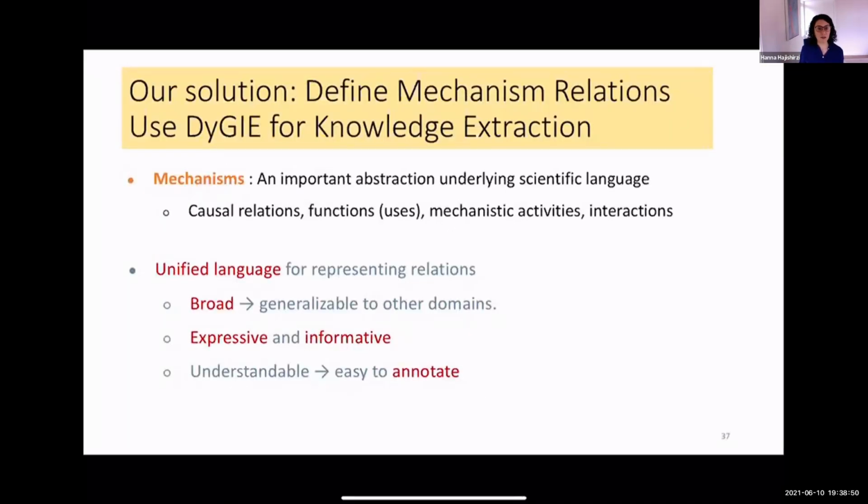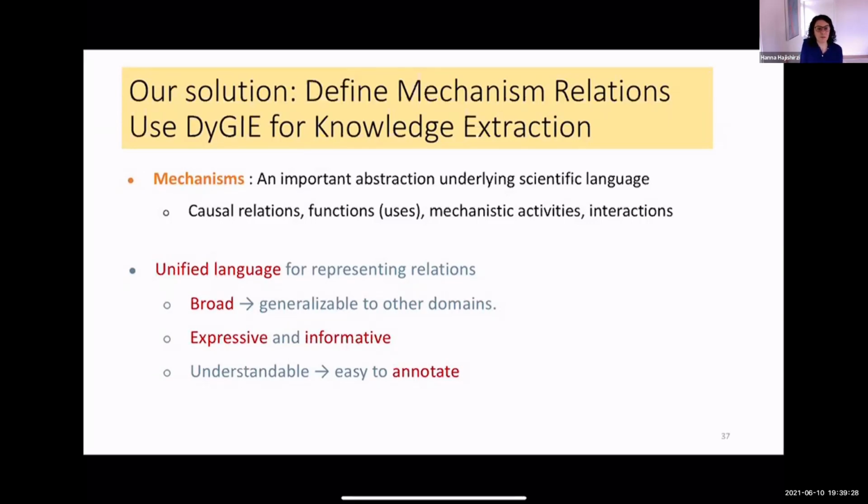Instead, our solution was to define mechanism relations, where we define mechanisms as some sort of abstraction of this scientific language, right? And in particular, it shows the causal relations, the functions, the mechanistic activities, and their interactions, right? If you think of it, the notion of mechanisms has existed in science for a long time. We are basically borrowing that idea and saying that a lot of what we are seeing in COVID-19 is basically some sort of mechanisms, right?